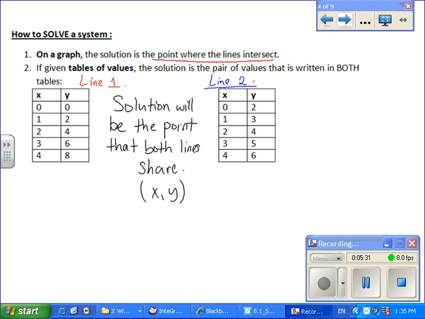So for example, if we look at the first point in the first table, it is 0, 0, and in the second table it's 0, 2. So I can see right away that the first point in both tables is not the solution because x and y are not the same. But if we look a little bit lower, we see right here that the point 2, 4 in my first table and the point 2, 4 in my second table share the same x value and the same y value. And if you look at all the other points in both tables, none of the other points have matching x and y values.